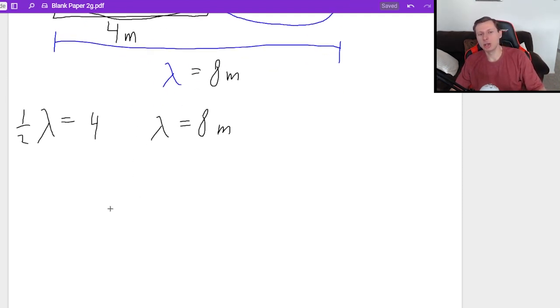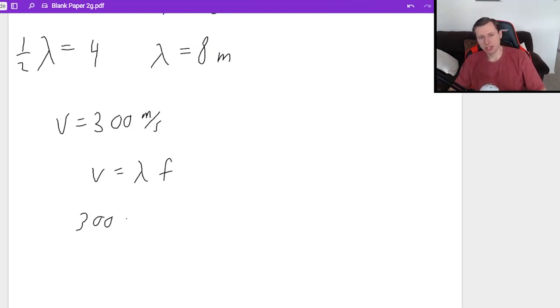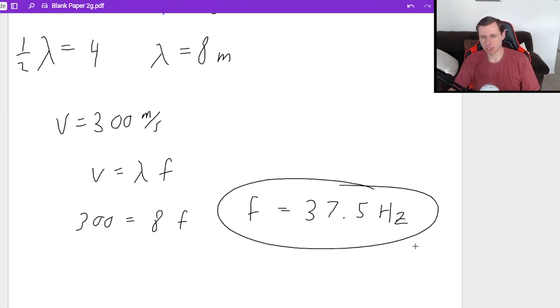And why is that important? Because now if I know the speed of the wave, let's say I make up a speed of 300 meters per second, then V equals lambda times F. 300 equals 8 times F. If you divide both sides by 8 on your calculator, we get the frequency of 37.5 hertz. So that's the kind of question we can see with this problem.